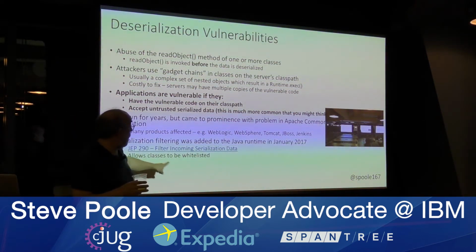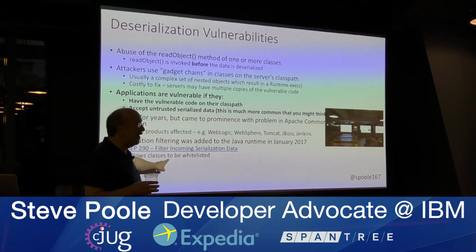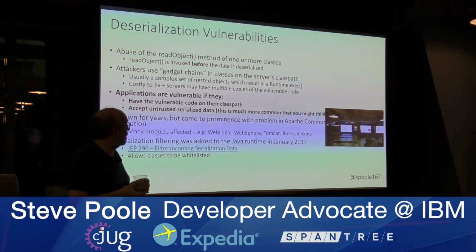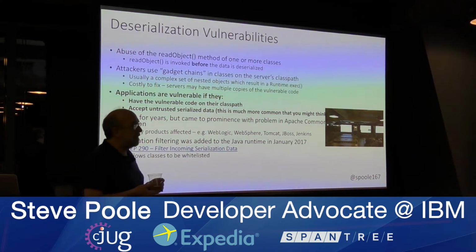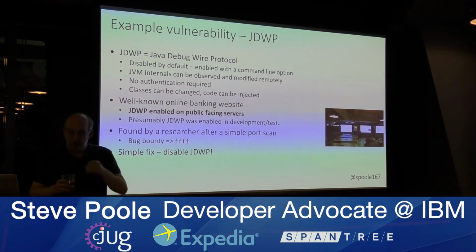Now, there was a little hope that filtering is coming to serialization, so whitelisting, so you could actually say, I only allow certain classes to be instantiated. That doesn't help if you're some sort of middleware. It gets a bit complicated, right? There is no simple answer.